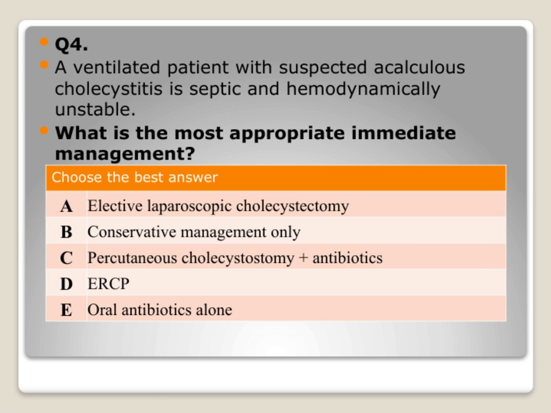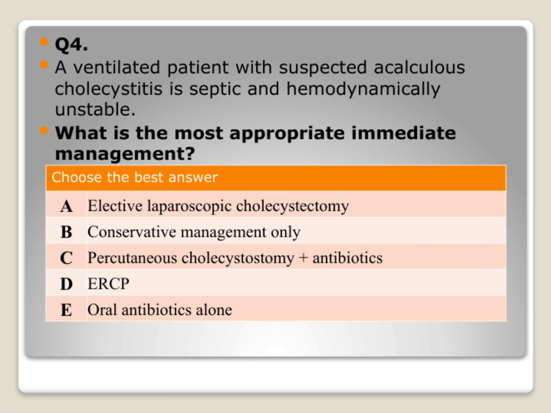Now, among the options, we need to think about what is the most appropriate initial management. Elective laparoscopic cholecystectomy, which is option A, wouldn't be suitable here because the patient is unstable. Surgery at this point could be too risky. Conservative management alone, option B, isn't enough in a septic, unstable patient. Waiting could worsen the condition.